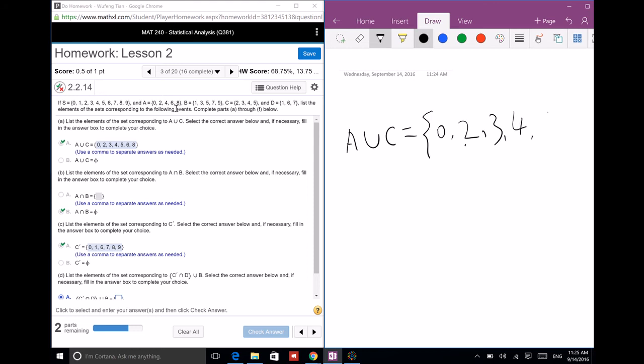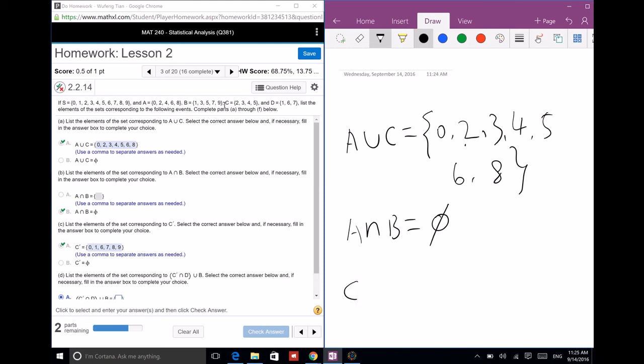And C has a 5, and A has a 6, and A has 8. So that's A union C. Okay, A intersection B, which is the common numbers of A and B. A is all even, B is all odd numbers. There's nothing in common, so it's an empty set.